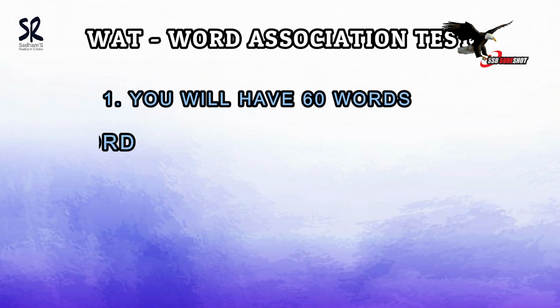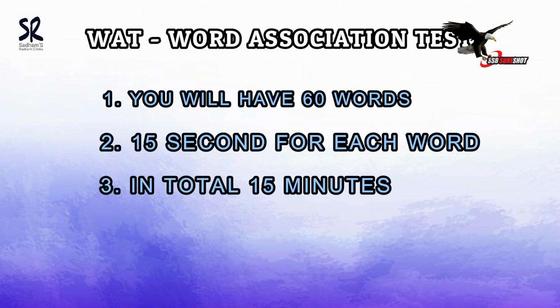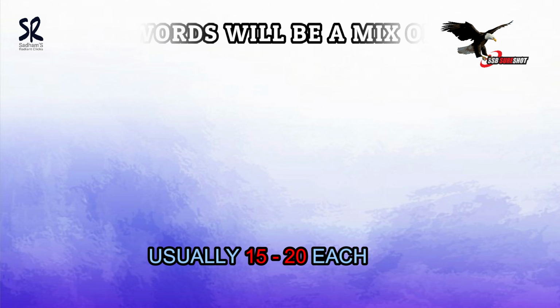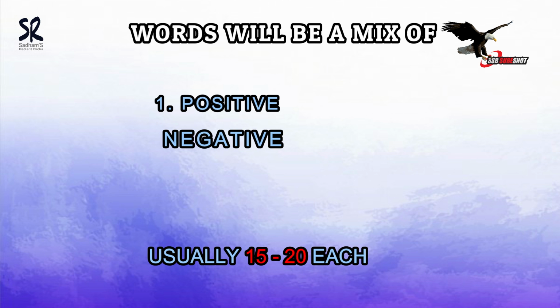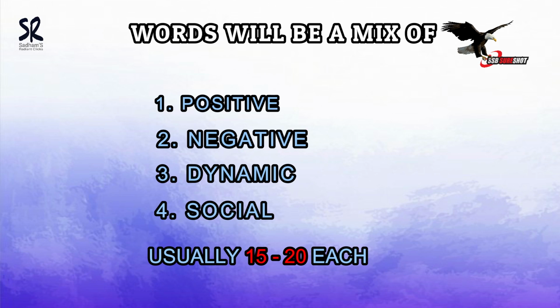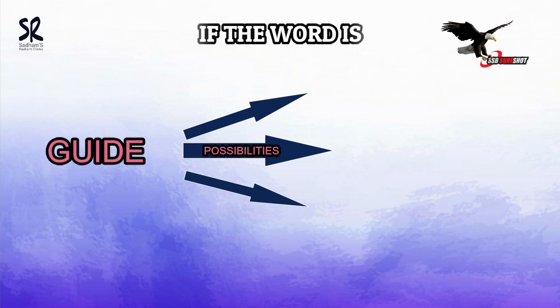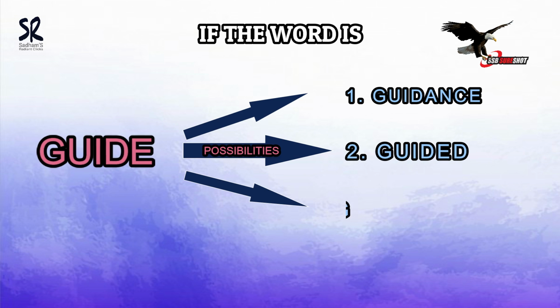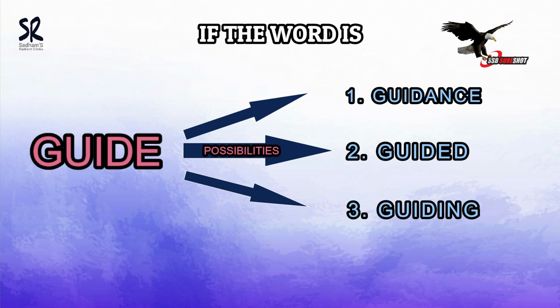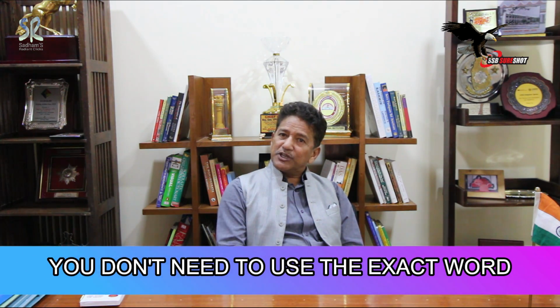Out of those 60 words which you have to write in about 15 minutes, giving 15 seconds to each word, there will be a mix of positive, negative, dynamic and social kind of words, usually 15 to 20 each. You may use the word in any form. For example, if the word is guide, you can make a sentence or associate it with guidance, guiding, or for that matter, guided. You do not have to use exactly the same word. In any form, you can use this word.